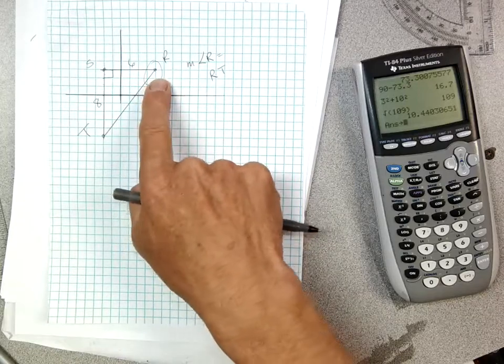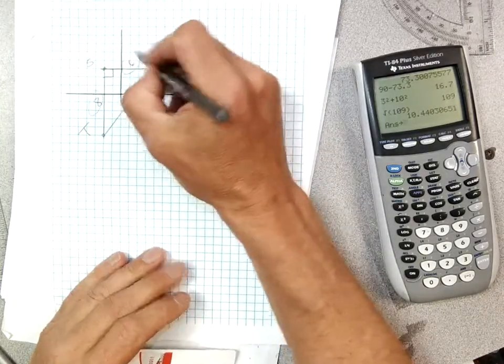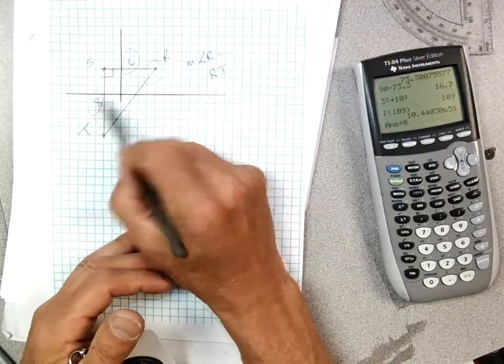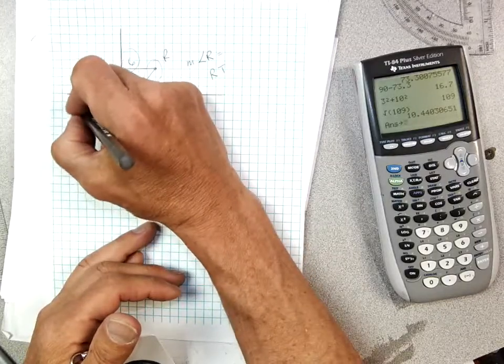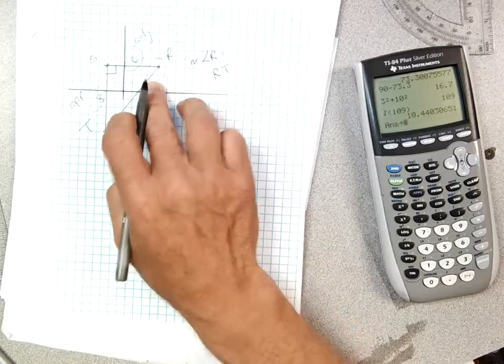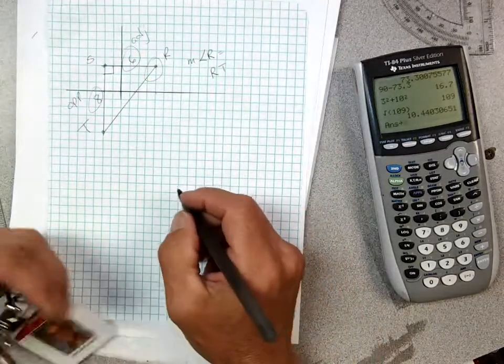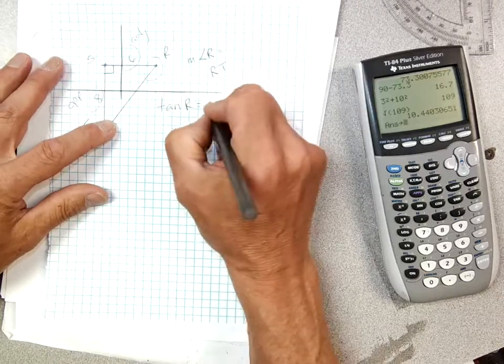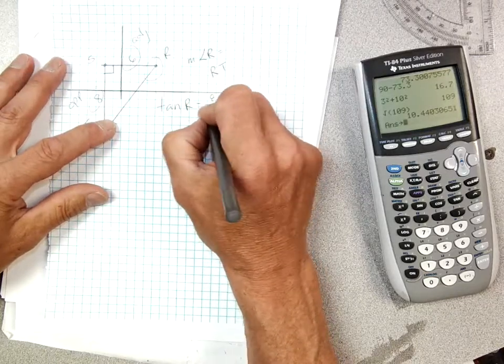Step 2, use the two given sides, that one and that one. Step 3, set the correct trig ratio. That would be my opposite, and that's my adjacent. Opposite, adjacent. It's got to be tangent. Tangent of R is equal to opposite, which is 8, over adjacent, which is 6.